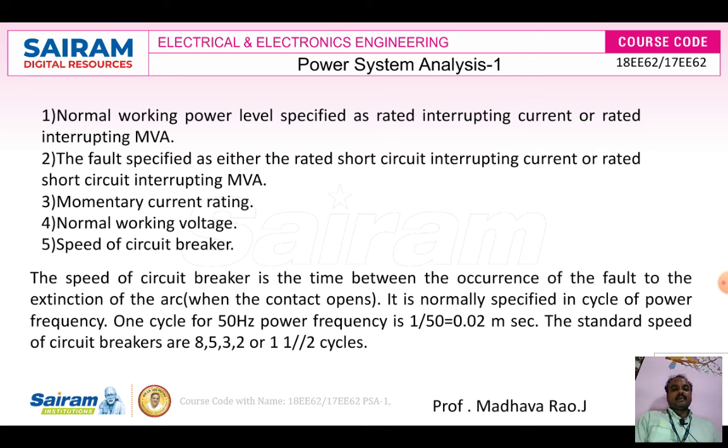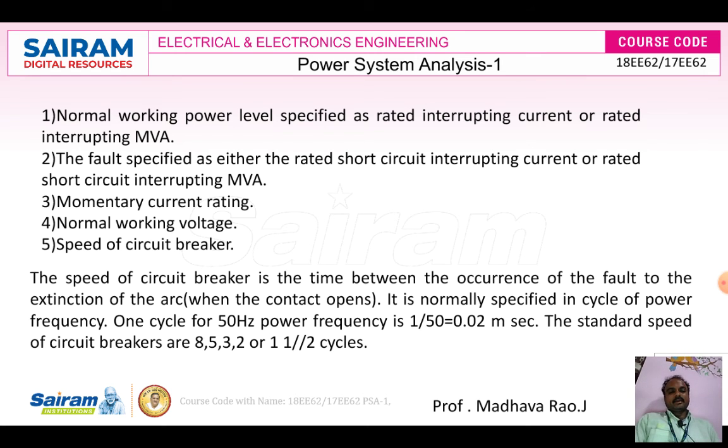It is normally specified in cycles of power frequency. One cycle for 50 Hz power frequency is 1 by 50, that is equal to 0.02 seconds. The standard speeds of circuit breaker are 8, 5, 3, 2 or 1.5 cycles. We are measuring the time in terms of milliseconds.